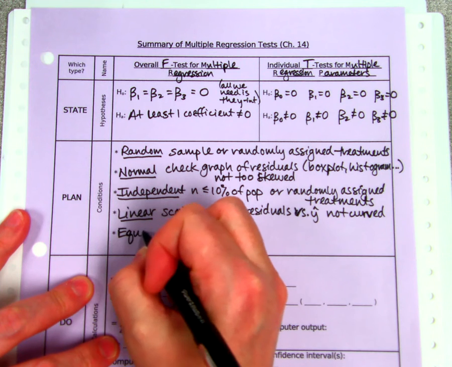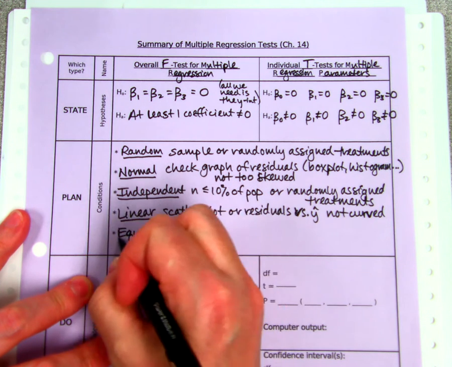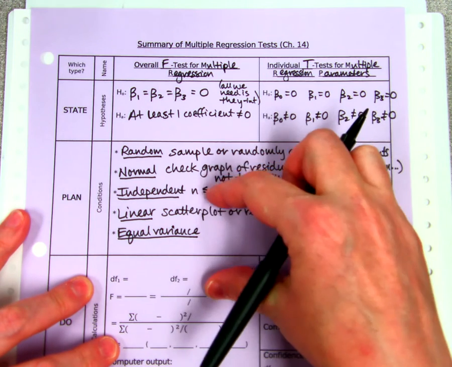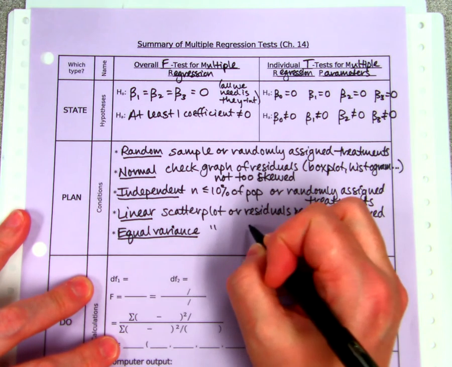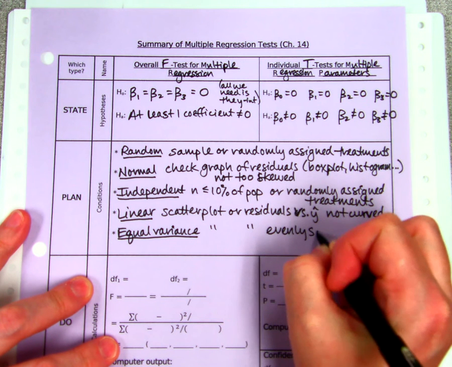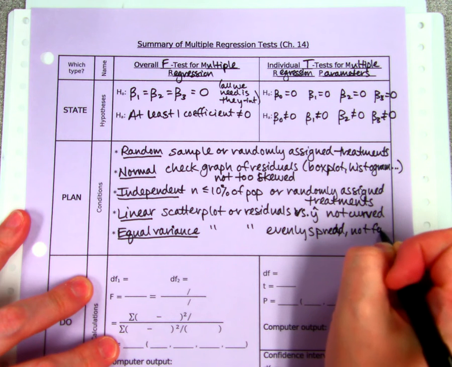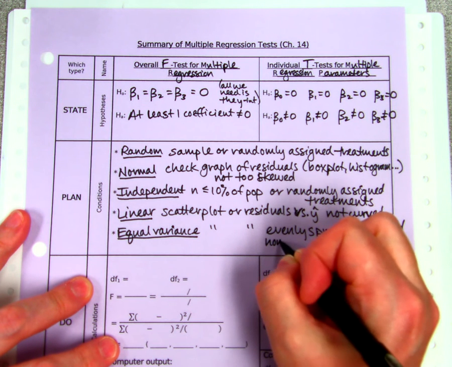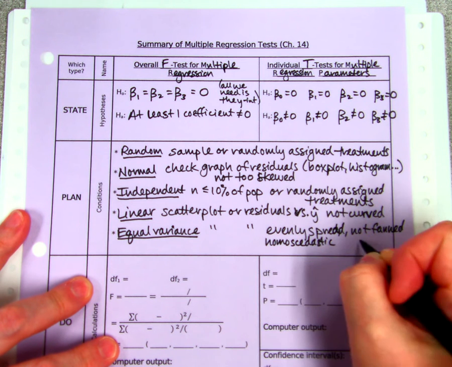And then equal variance. We saw that in the ANOVA chapter and in chapter 12, that we want the residuals spread out evenly and not really wide and really narrow. The scatter plot or the residual plot has to be evenly spread, not banded. And if you want the fancy words again, this is homoscedastic and heteroscedastic.